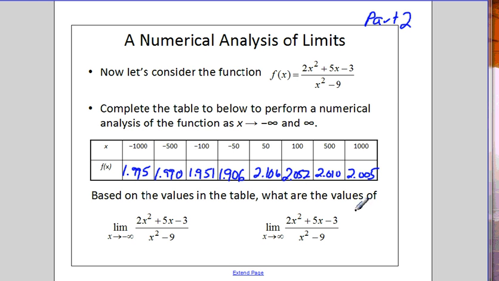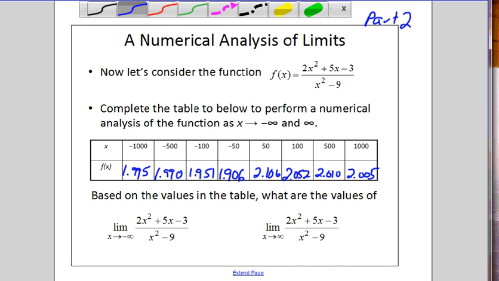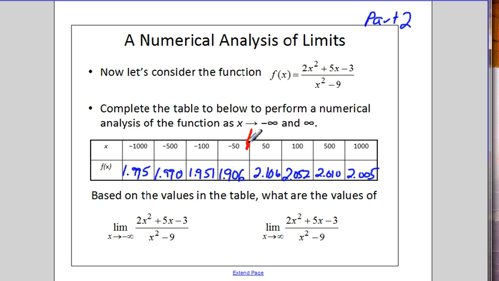Okay, so here's what I get for values, and based on these values, they're asking what is the limit of the function f of x as x approaches negative infinity. So I kind of see this is my dividing point. I'm at negative 50, negative 100, negative 500, negative 1000, approaching negative infinity. It looks like these numbers, 1.906, 1.951, 1.990, 1.995, are getting closer and closer to 2.